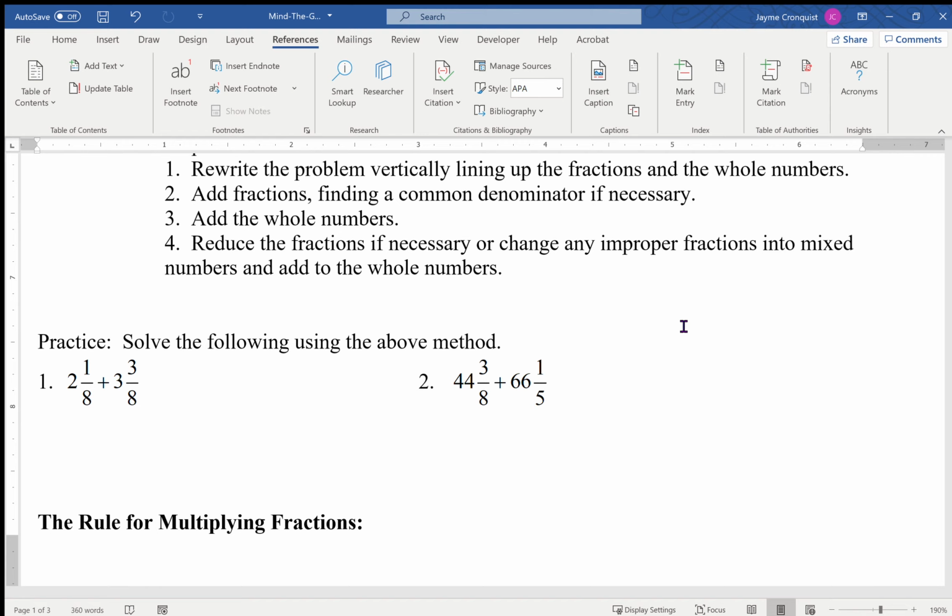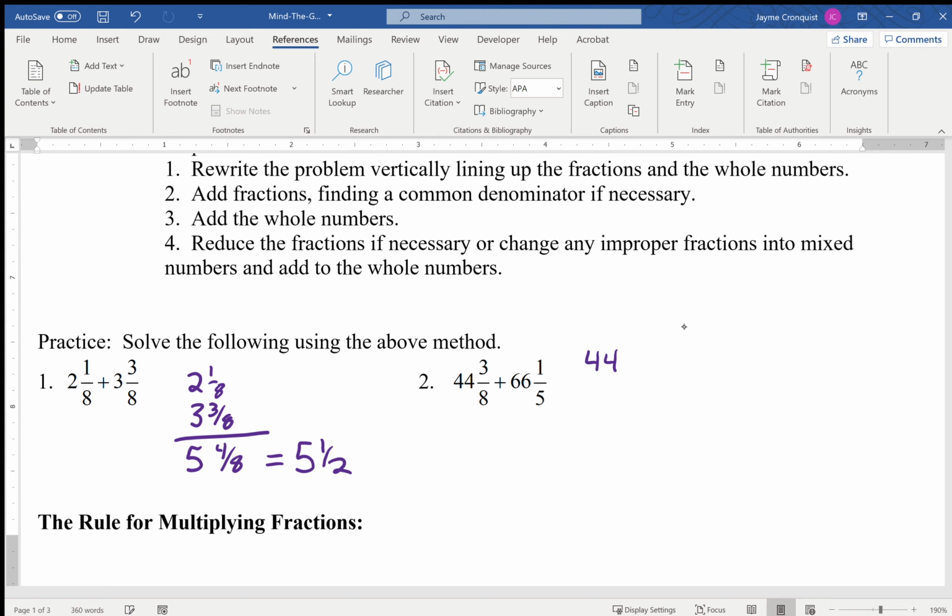Okay, so what that means is 2 and an eighth and 3 and 3/8. Okay, 2 plus 3 is 5. 1/8 plus 3/8 is 4/8. So my answer is 5 and 4/8, which simplifies to 5 1/2, because 4 is half of 8. Okay, now we're going to look at this one.